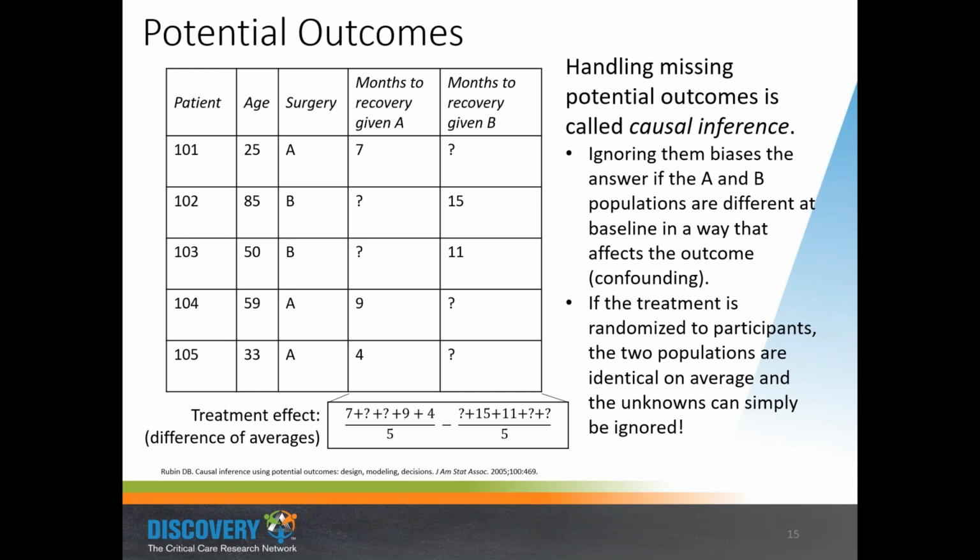And as some of you may know, if you randomize the treatment, you give A and B surgeries to the population by a coin flip. The reason that works is because then you have two populations that are identical on average, and then you can ignore those question marks, those unknowns, because on average they're not going to be higher or lower than the values that you did observe in those populations. So that's the overall framework.